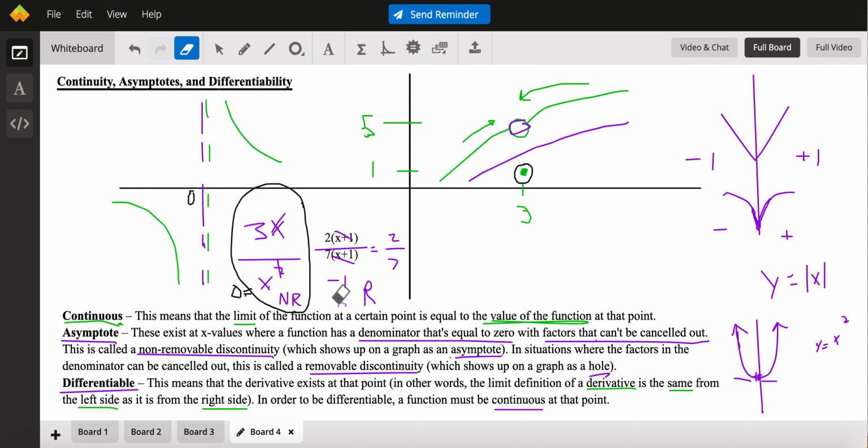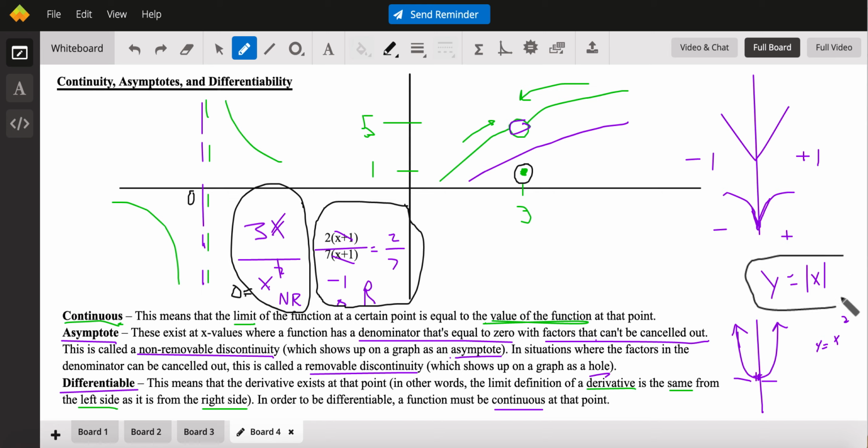Okay, let's go into differentiable. Over on the right side, you have one of the common examples of a non-differentiable function, which is y equals absolute value of x. It's this v-looking shape up here. The reason it's not differentiable is that to be differentiable, the derivative has to exist at this point here, right? And in order for the derivative to exist, the derivative has to be the same from the left as it is from the right, right?